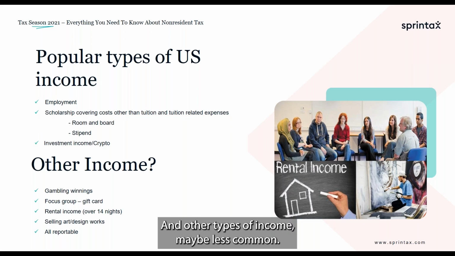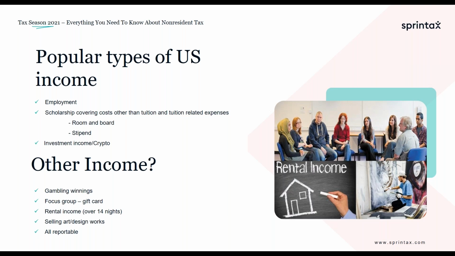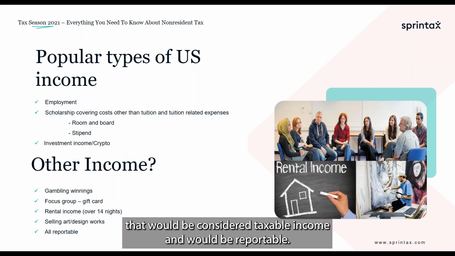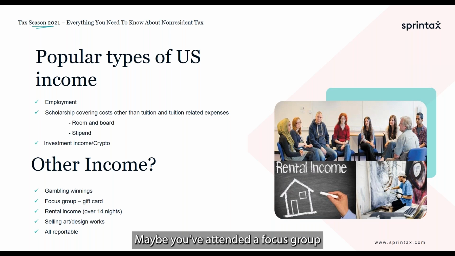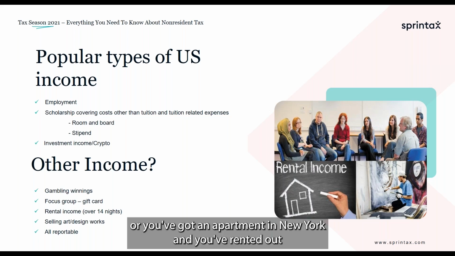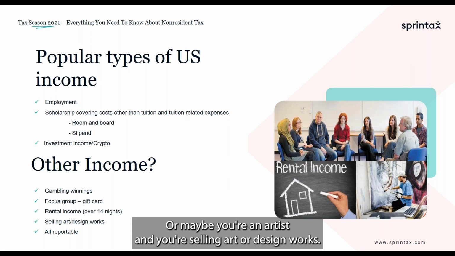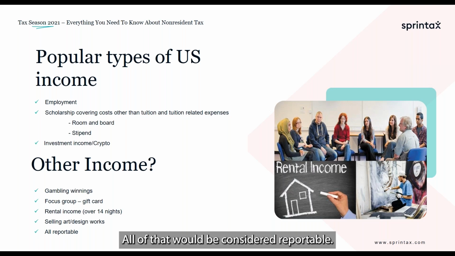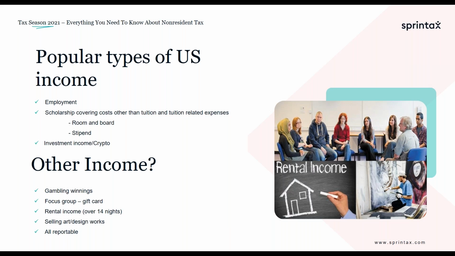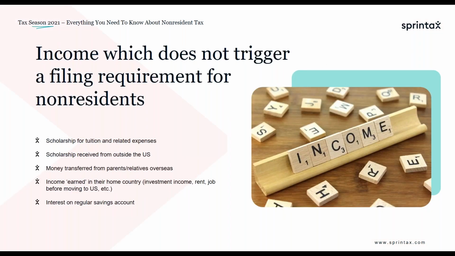Then other types of income may be less common. Maybe you've been to Vegas at the weekend and you've won on the slot machines. That would be considered taxable income and would be reportable. Maybe you've attended a focus group and you've received an Amazon gift card in payment for that. Or you've got an apartment in New York and you've rented out a room on Airbnb for over 14 nights. Or maybe you're an artist and you're selling art or design works. All of that would be considered reportable. It's taxable US source income and would be included in your non-resident tax return.